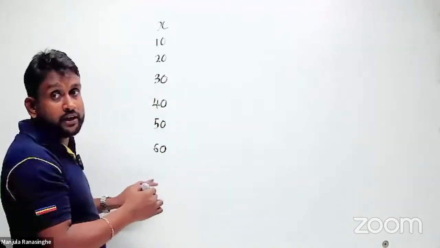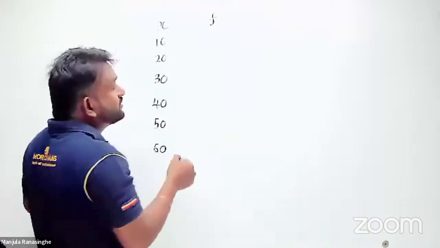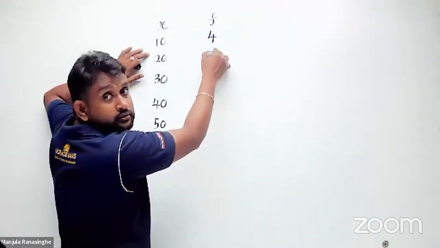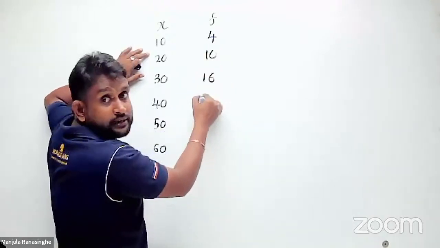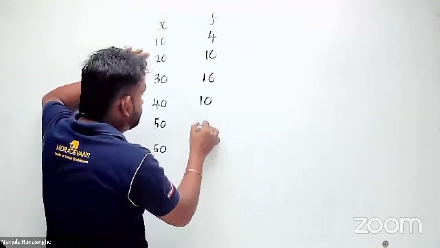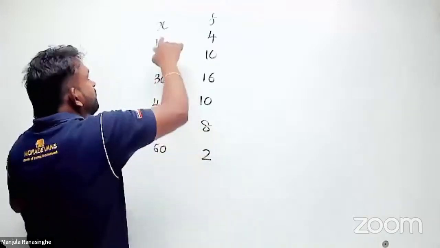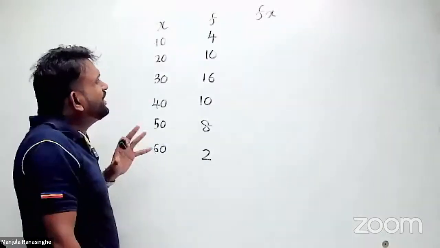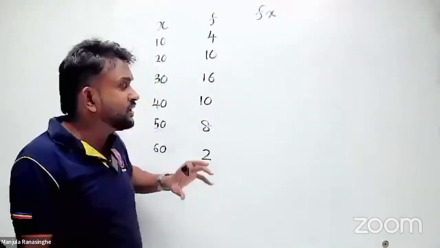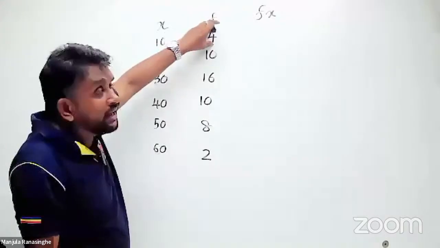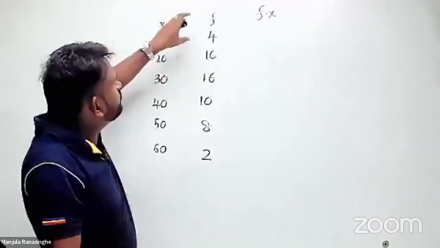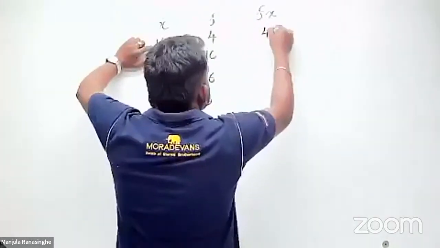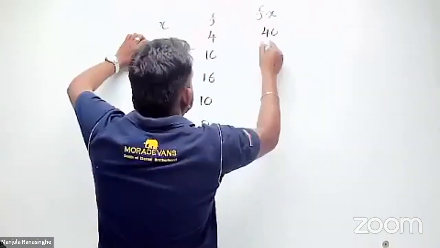Okay, and then here we have the number of pieces. That means the frequency: 4, 10, 16, 10, 8, 2. Now see, f into x you take, that is called the fx column. Why do we require the fx column? We need to check how many pieces of length 10 are there in total. That means 10, 4 times, so 10 into 4 we require. Just multiply 10 into 4, 40. 20 into 10, 200.